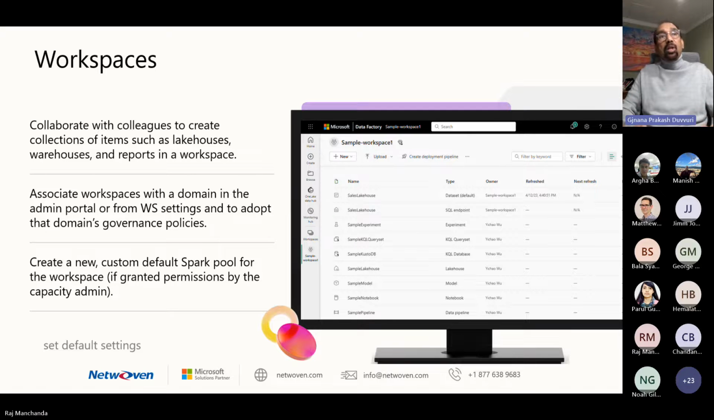Another great advantage we brought here is that you can create your custom Spark pool for the workspace, if granted by the capacity admin, because the ordinary Spark pool works very fast in Fabric. Before, it used to take 2 minutes to bring up a Spark pool, but now it takes 2 seconds, as it is internally integrated in Fabric. But sometimes we need customized Spark pools to do GPU-based ML and AI, so you can create your own, which is another advantage which was lagging before. Next slide, please.